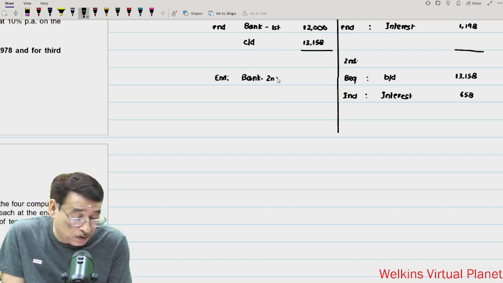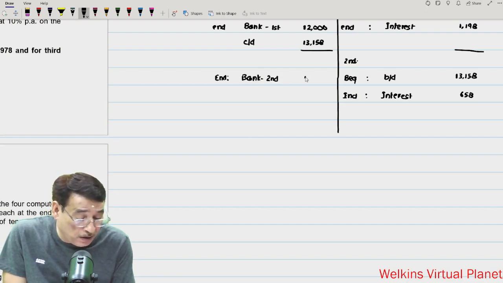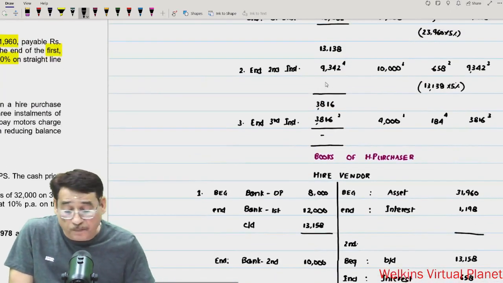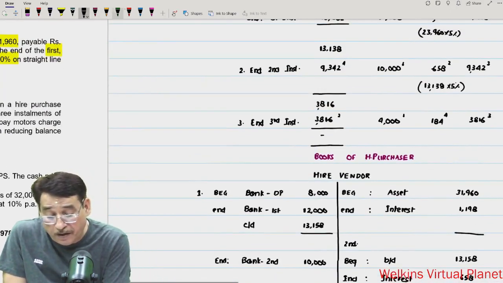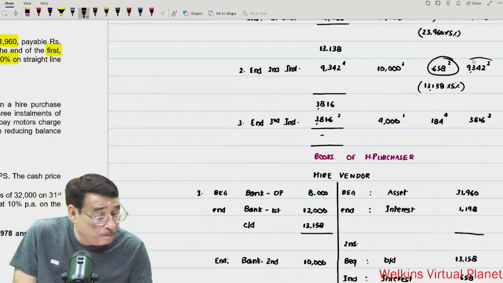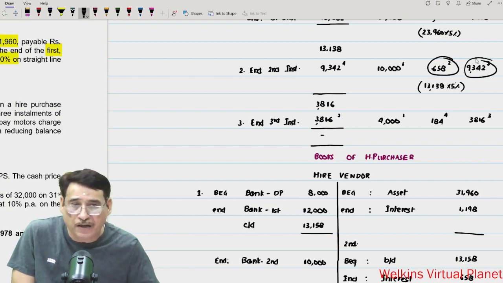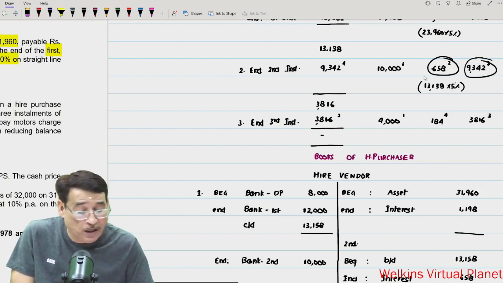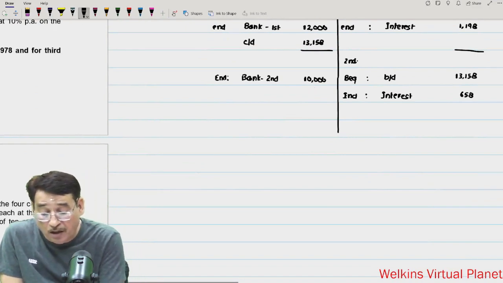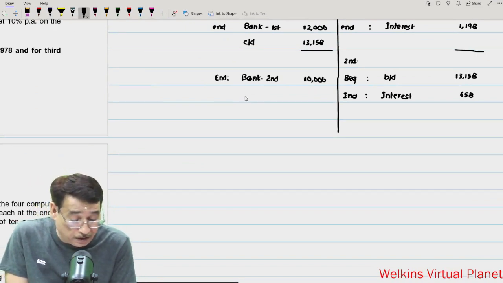Second installment. Second installment is of rupees 10,000. See here, when I am writing here 10,000, try to understand. It means actually I am paying 658 as interest and I am paying 9342 as cash price portion. So total amount I am paying 10,000. That is what we mean by writing here 10,000. Then we are going to write here balance carried down.